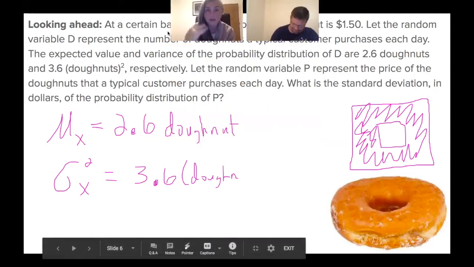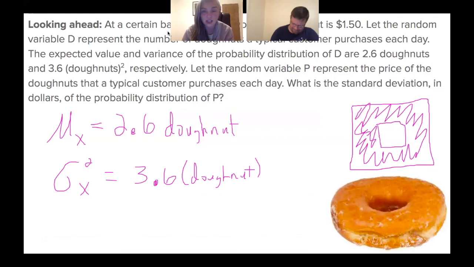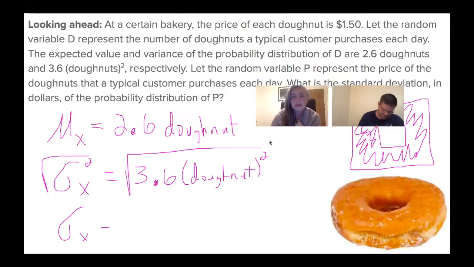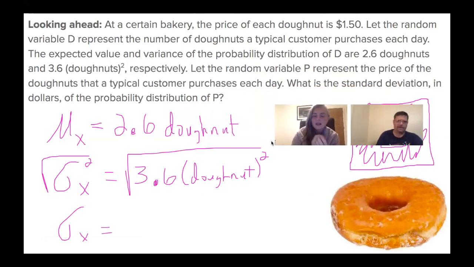So how do you go from variance to standard deviation? You've got to take a square root. And that would be, I don't know. I want to say 0.6, but I know that's not right.